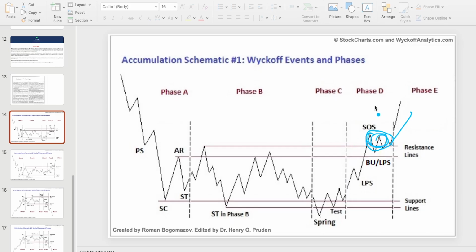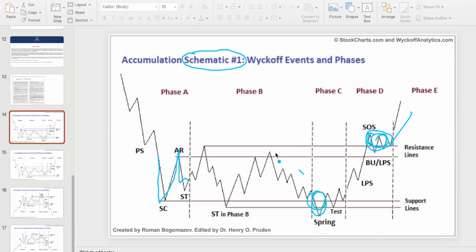So basically, that's accumulation, and Roman kind of called this schematic one. So there are different schematics with accumulation. It happens in different shape or form. But the thing is that the events that happen will always stay the same. They'll always be your selling climax, automatic rally, secondary test, and final test. The only thing is you won't have a spring all the time.